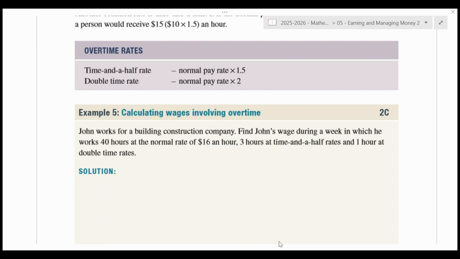So, this example, John works for a building construction company. He normally works 40 hours, so that's his normal amount of hours, and he gets $16 for his normal rate. Then he also this week worked 3 hours at time and a half and 1 hour at double time. Now, you can do this in three separate sections, but we're just going to do it in one. So let's have a look.